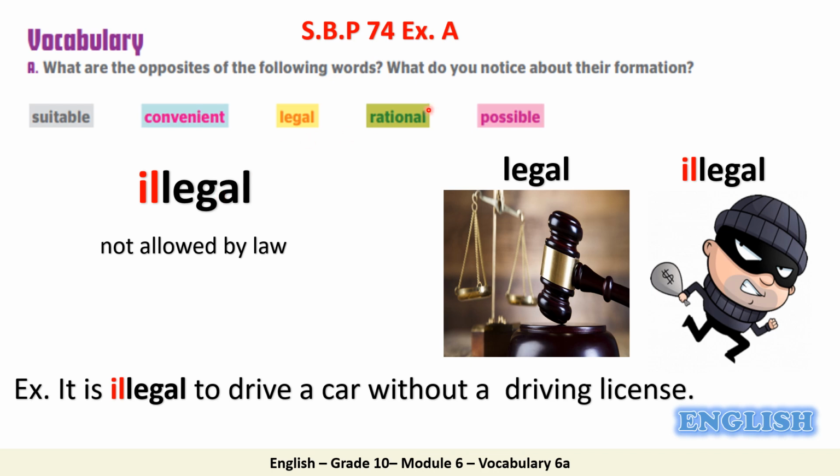And now, what do you notice about the formation of the adjective legal and illegal? Let's look at the initial letter of the word legal. What is it? It's L. That's correct. And let's note here the prefix also is pronounced as L. So, the rule here says that if the adjective starts with L, it takes the prefix il to form the opposite meaning of this adjective.